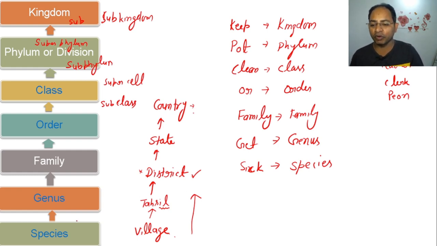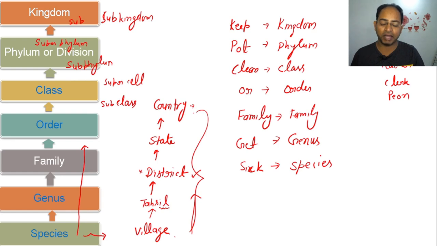So as we go from species to kingdom, just like in this example, the number of similar characters is going to decrease. At the species level, there is maximum similarity. I think this example is going to help you understand the concept. Because in the country, there are many states. In one state, there are many districts. In one district, there are many tahsils. In one tahsil, there are many villages.